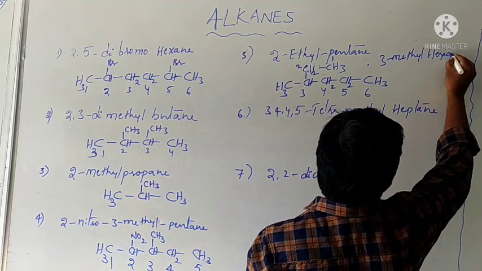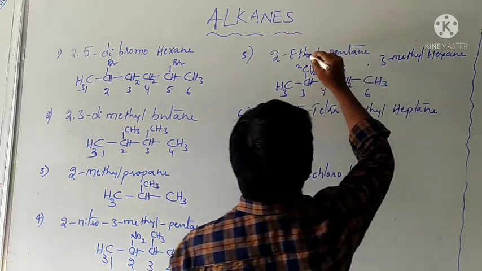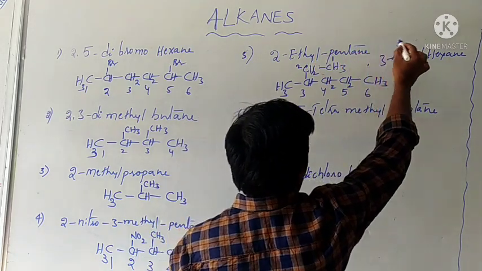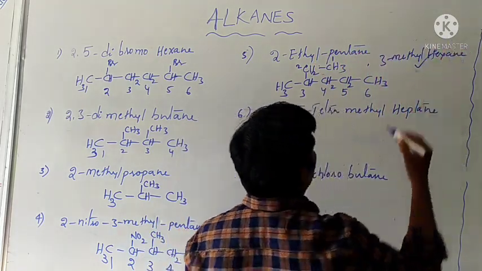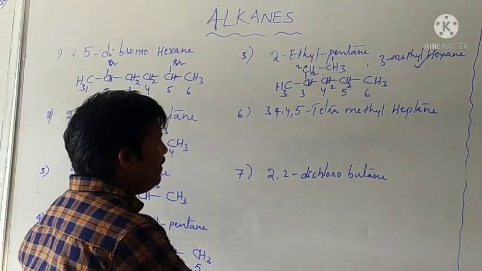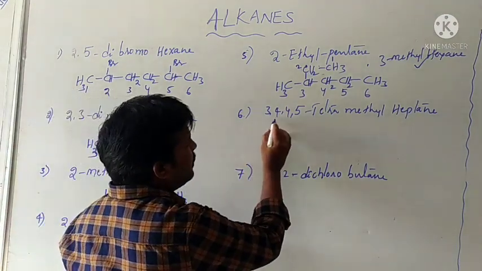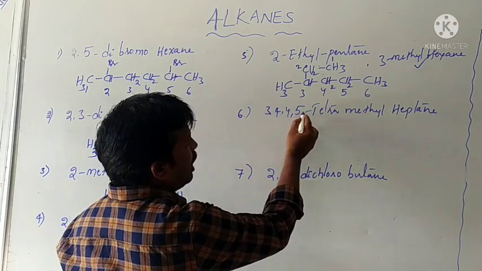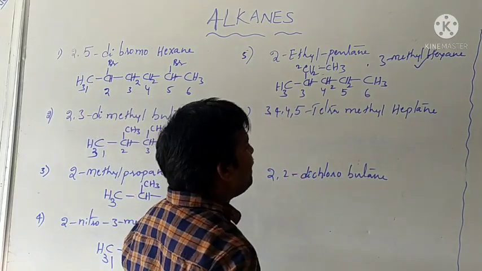3-methyl hexane is correct when compared with 2-methyl pentane. Okay, then we go for another name: 3,4,4,5-tetramethyl heptane.